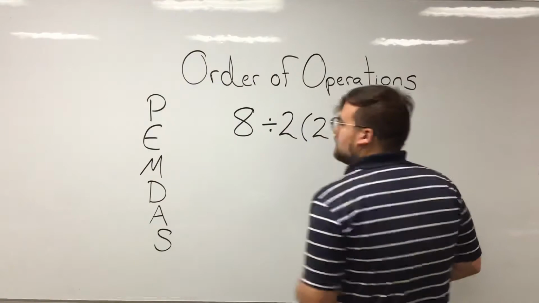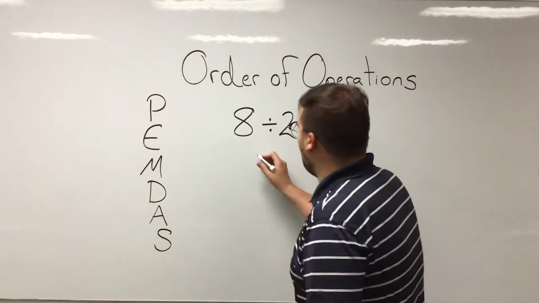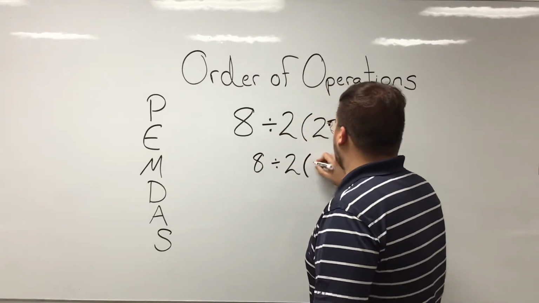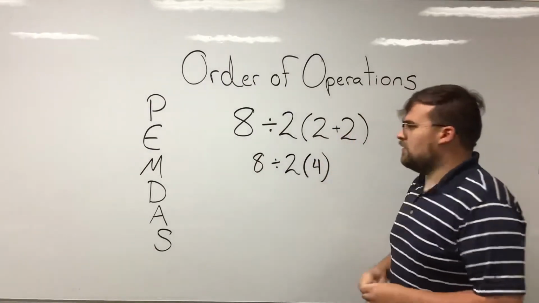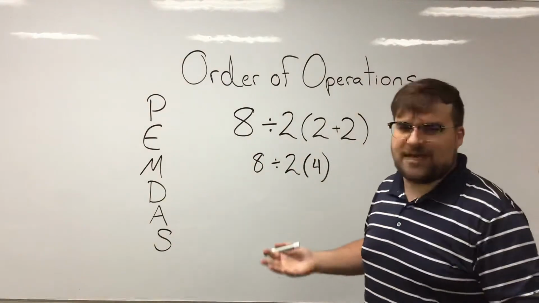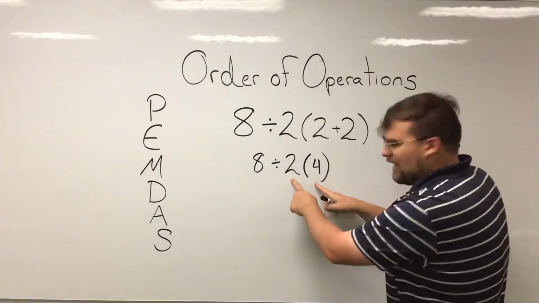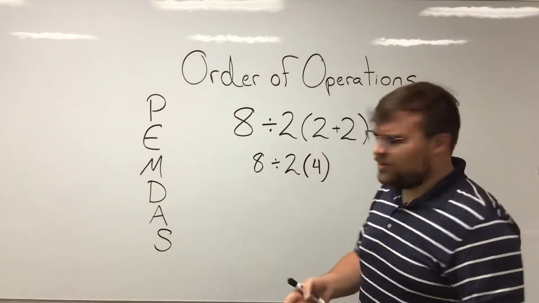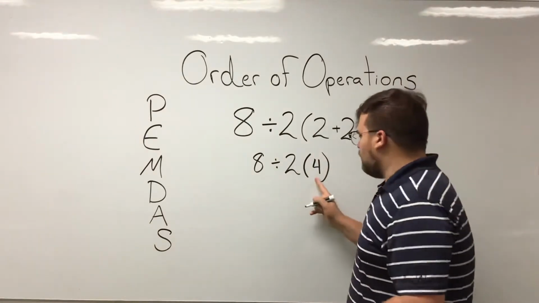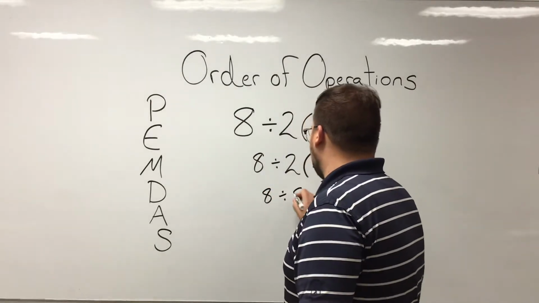Well, parentheses, right? We're going to solve what's in there first. 2 plus 2. Well, that's going to be 4. So 8 divided by 2 times 4. And then we step down to exponents, but we don't have any exponents here, so we can skip that step. The next thing it says here is multiplication. Well, we have that right here. We have a 2 times 4. The 4 is in parentheses, but that indicates it's multiplying the 2. So we would end up with 2 times 4, or 8. And then we have 8 divided by 8.